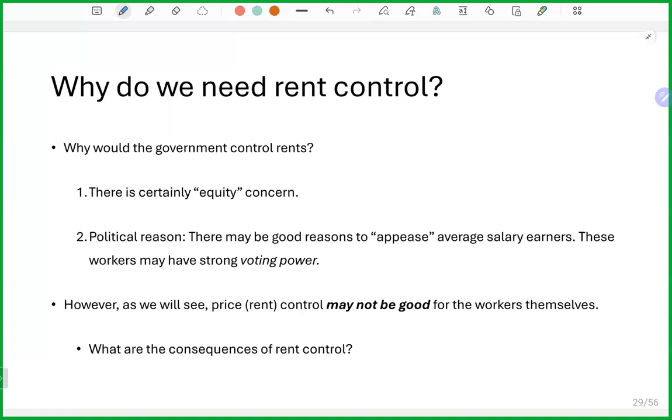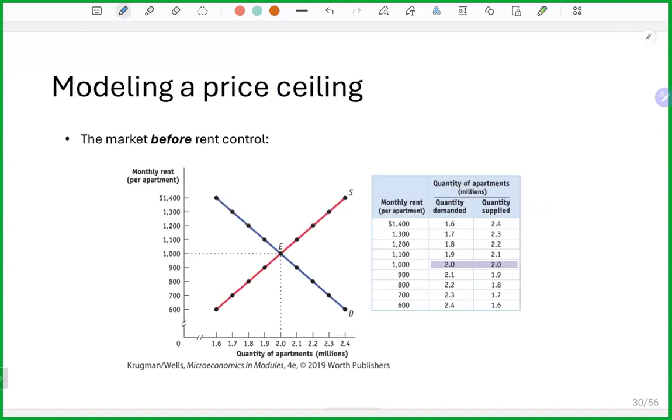Why may it not always be good for workers themselves? What are the consequences of rent control? We want to understand the consequences of rent control. Before we introduce rent control, let's look at this market before rent control. Without rent control, in this competitive market for apartments in New York City, what is the market equilibrium?